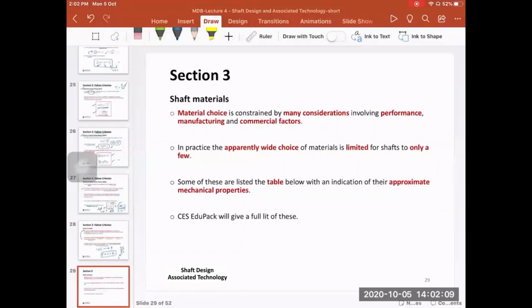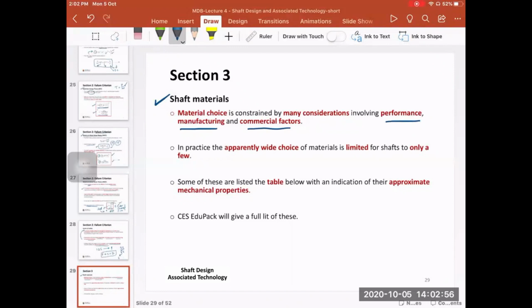This is section number 3, based on our flow chart for design of shaft, where we have to think about choice of materials. When we start thinking about what material we should use for our shaft design, there are many considerations involving performance. What kind of performance are we looking for? Is it a high performance machine or equipment that we are going to design the shaft for? How are we going to manufacture this material, and some other commercial factors, including the cost, for example.